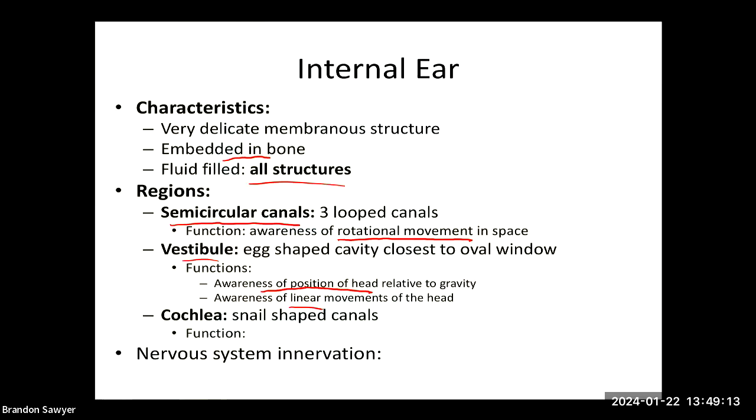And then we have the cochlea, right? The cochlea is that snail-shaped part that is where we do our hearing. Also connected to nausea and vomiting, but primarily focused on hearing.